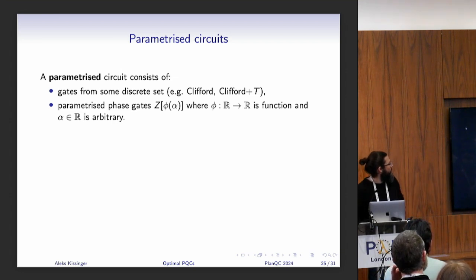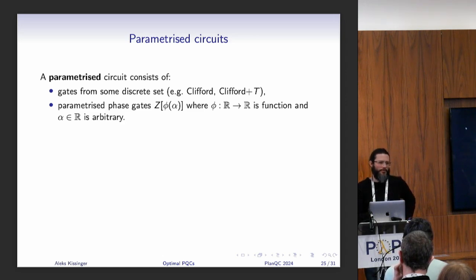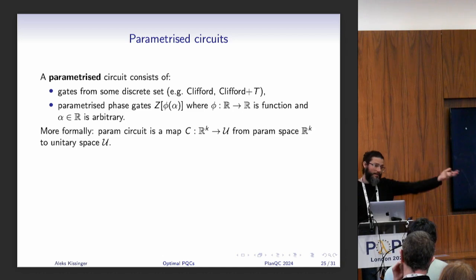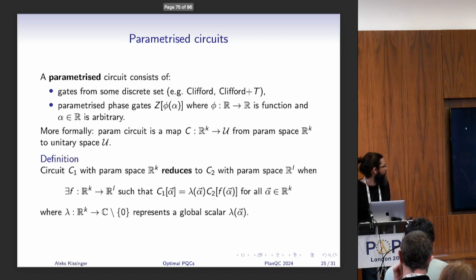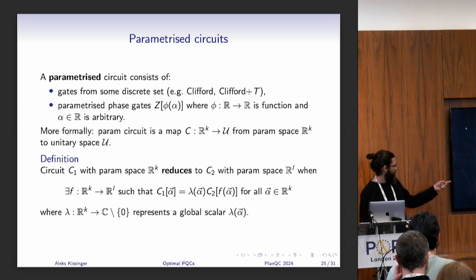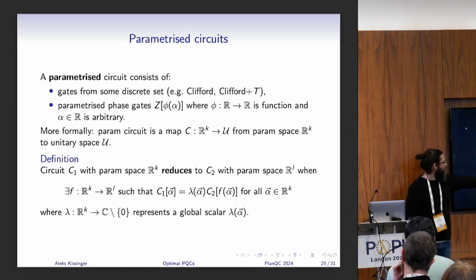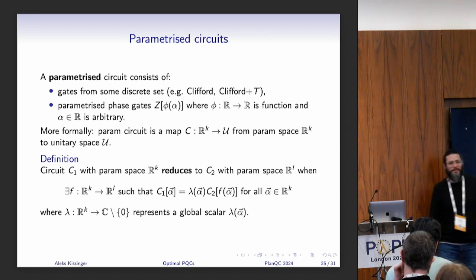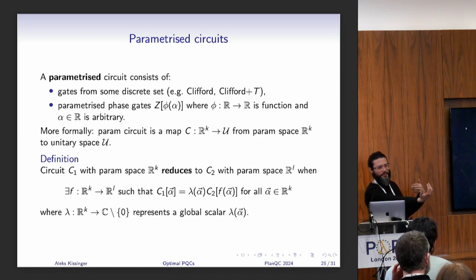A parametrized circuit consists of gates from a discrete set and then also parameterized gates, so things which are functions of some input parameters. So I can think of these as functions from a parameter space into the space of unitaries. And we say that a parametrized circuit reduces to another parametrized circuit if there exists some function on my parameter space such that C1 of this set of parameters equals, up to a global phase, C2 of that set of parameters. Okay, so this is a reasonable notion of what it means for two parameterized circuits to be equal to each other.